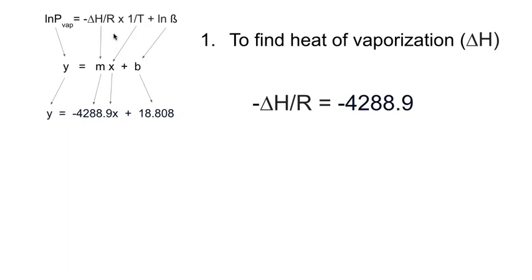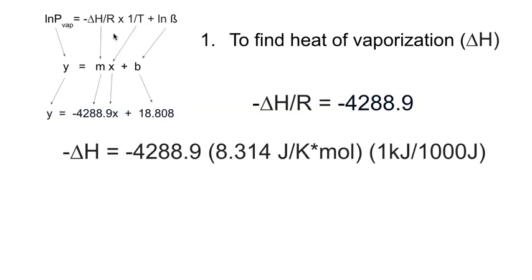So remember from our slope-intercept equation, negative delta H over R is our m value, and negative 4,288.9 is our m value from the original equation in the question. So we can go ahead and put those equal to each other. Next, we will solve for negative delta H, and to do that, we just multiply negative 4,288.9 by our R value, which is 8.314 joules per K times moles. Because we want delta H in kilojoules, we're going to also multiply everything by 1 kilojoule over 1,000 joules, and that will give us a negative delta H value of negative 35.66 kilojoules per mole.